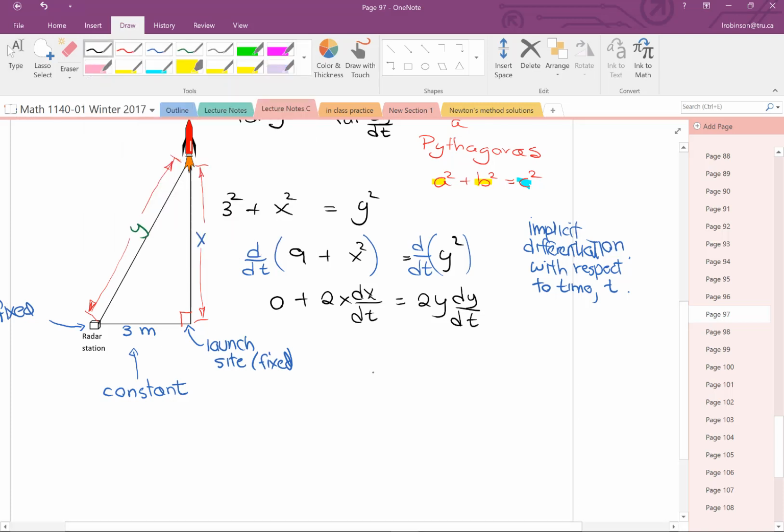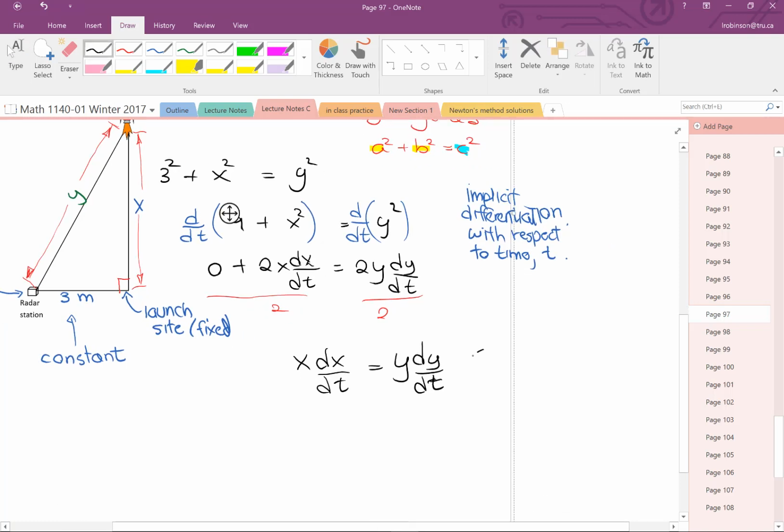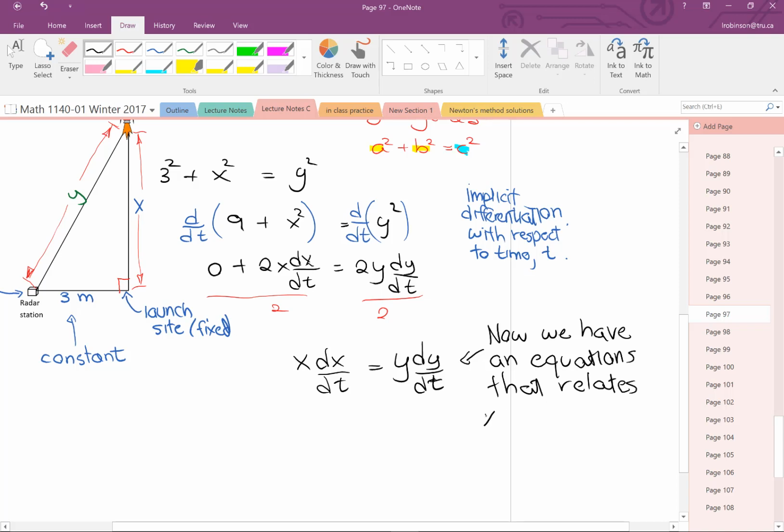So what have we got? We could divide both sides by 2. That 2 isn't really doing anything. And that gives us x times dx dt equals y times dy dt. Okay, now that we've taken the derivative, now we have an equation that relates x, y, dx dt and dy dt. Now start plugging in numbers.